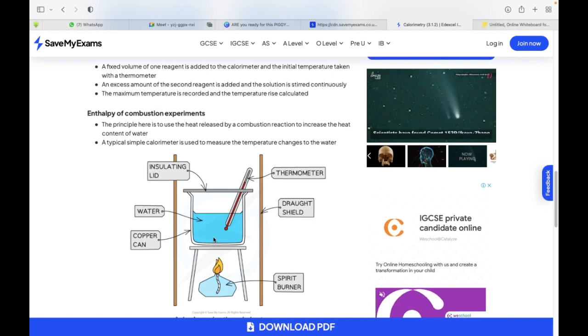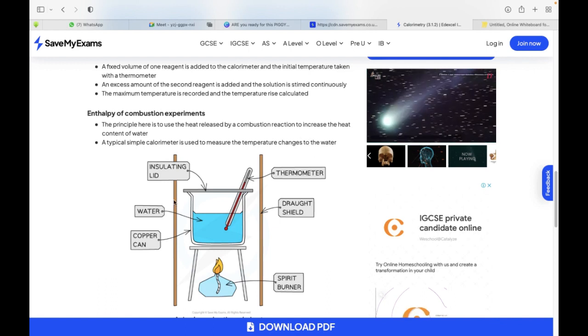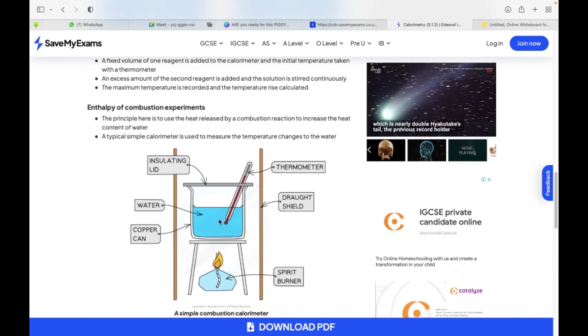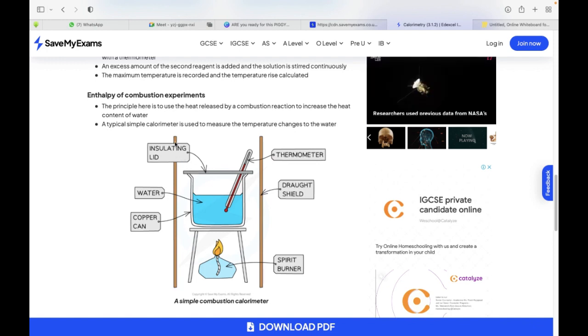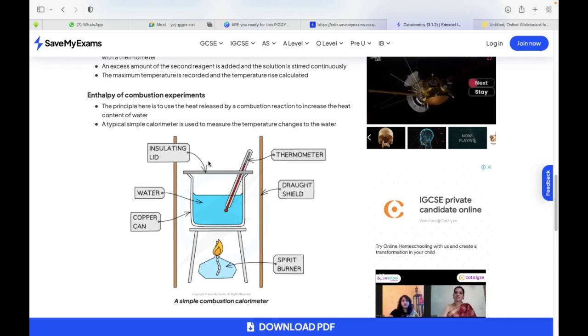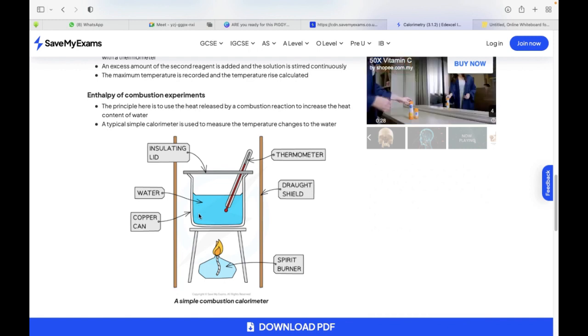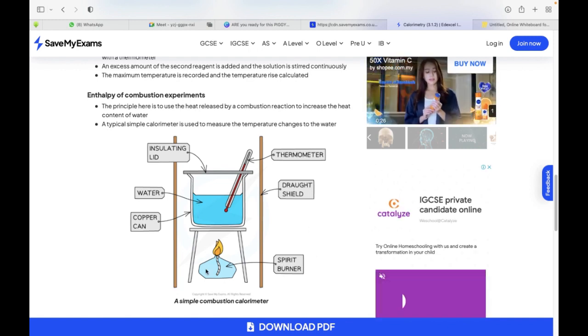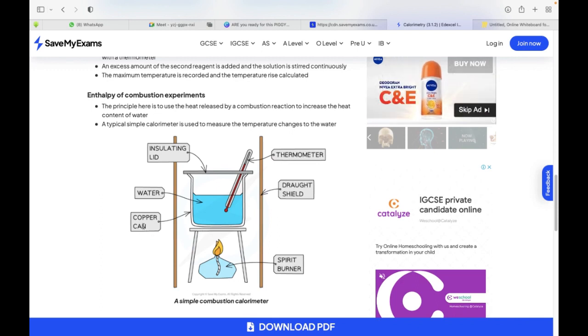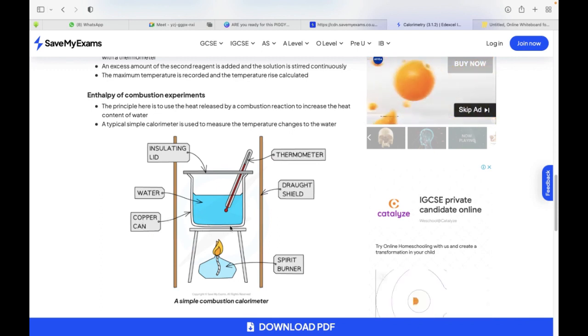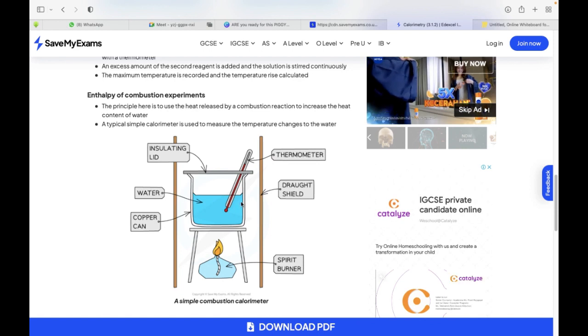So here, a typical simple calorimeter is used to measure the temperature changes of the water. Here you can see we have an insulating lid so that the heat will not get lost, will not evaporate. We have a thermometer to measure the temperature changes. We have a draught shield to ensure that no moisture or other things come into this experiment. We have a spirit burner to provide the heat. We have a copper can so that the heat can go in. This is a metal to supply the heat.